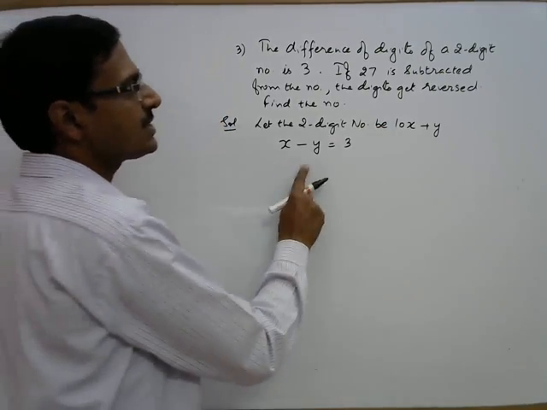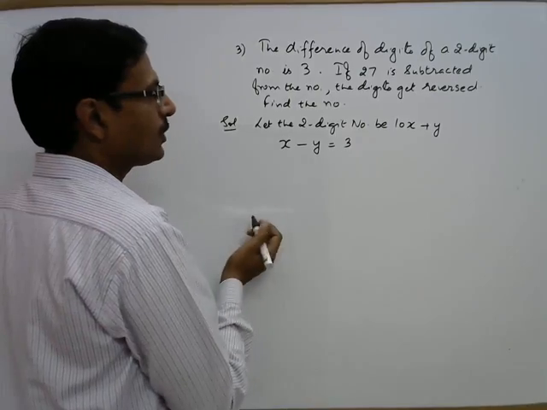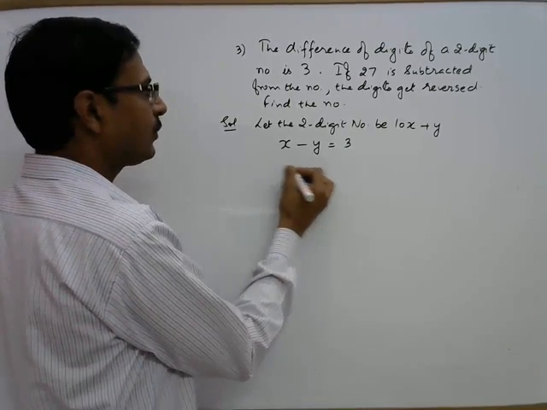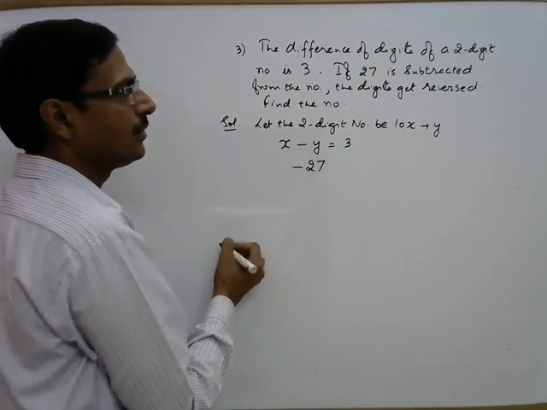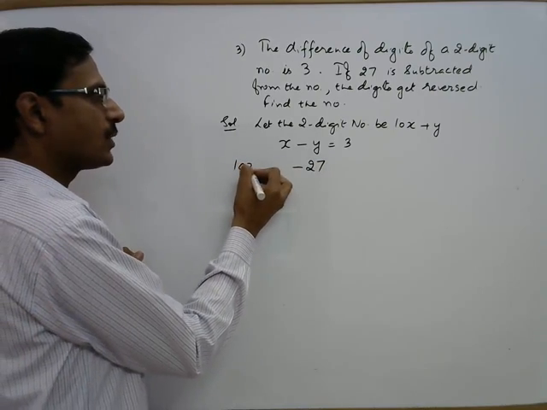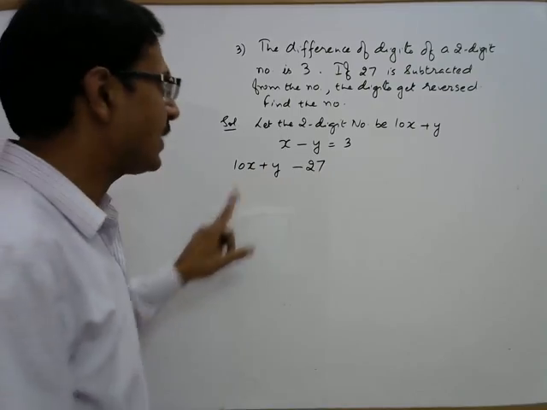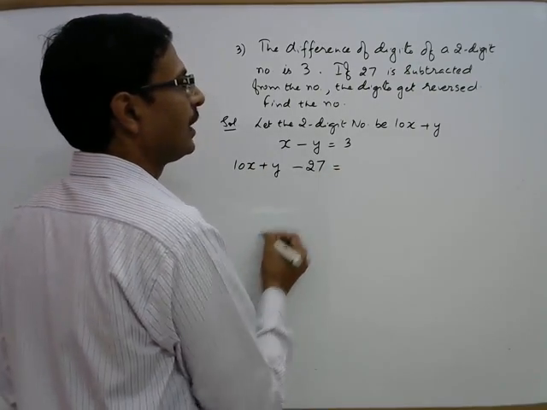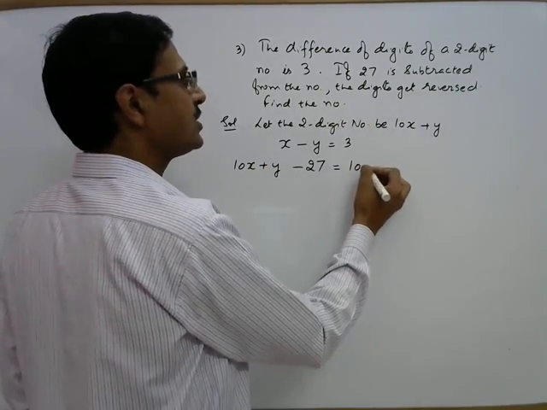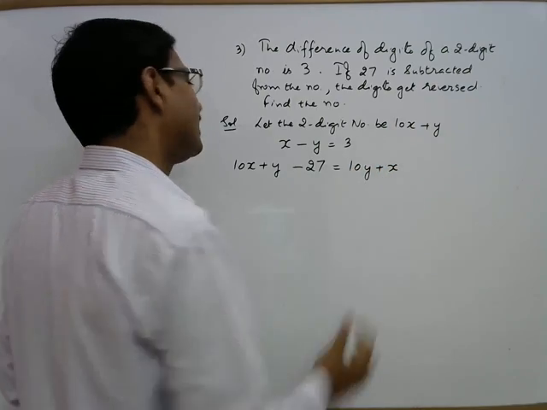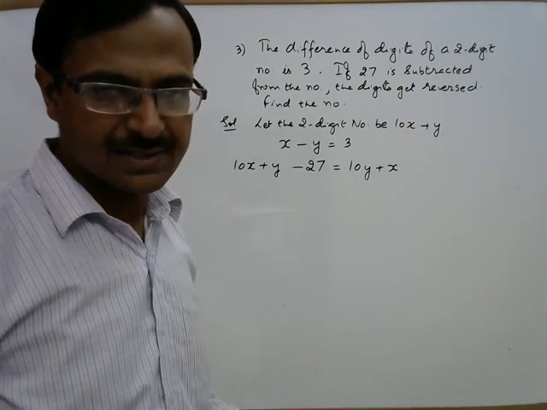So difference of digits is 3. And what about the second equation? If 27 is subtracted from the number, so the number is 10x plus y. So we are subtracting 27 from 10x plus y. What happens when we do this? The digits get reversed. So digits are reversed means the number becomes 10y plus x.